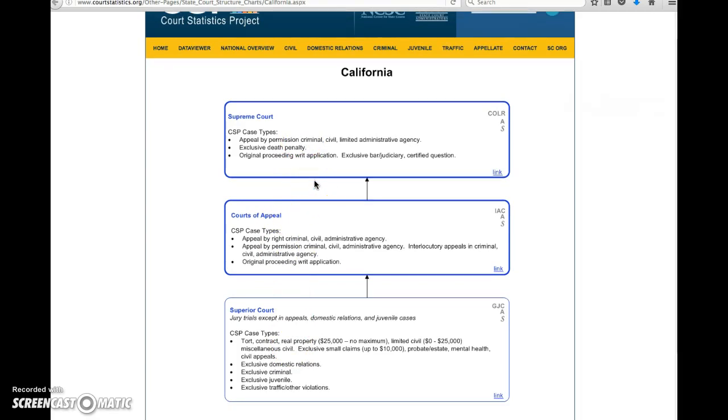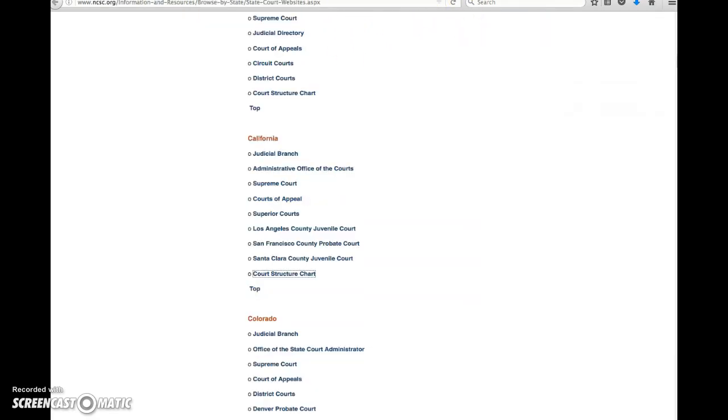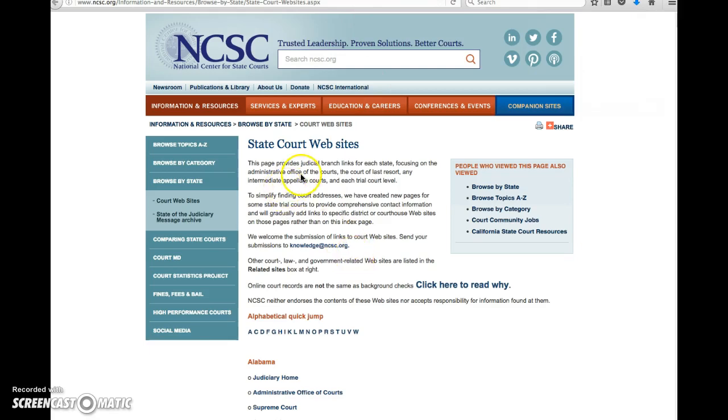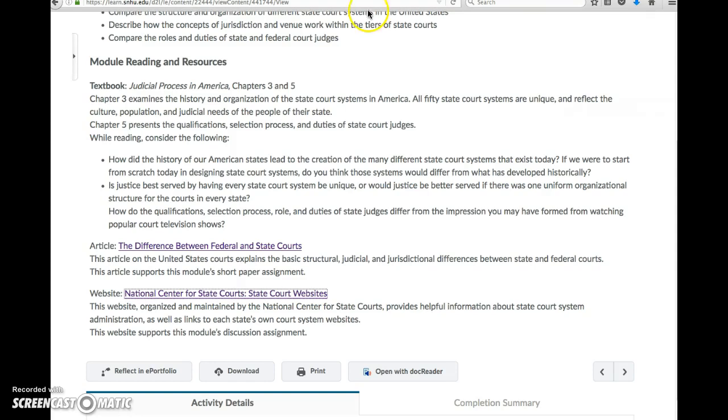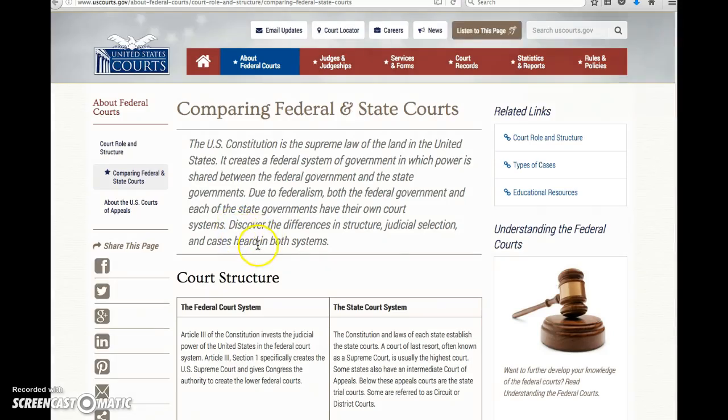So carefully take a look at this. It's a great resource for this week's discussion board assignment. Let me go back here. Again, it is a great resource, so make sure you take a look at it. The differences between state and federal courts is also a good resource for you, so make sure you find time to take a look at that.